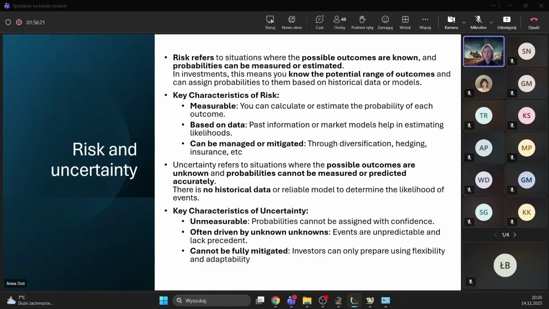There's only one approach that an investor can take in front of uncertainty. It is flexibility and adaptability. Simply accept the reality as it is and try to adjust.